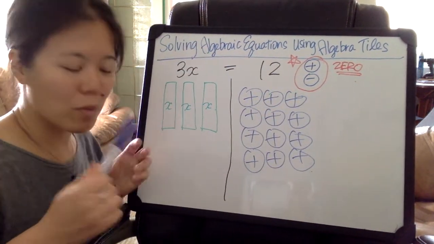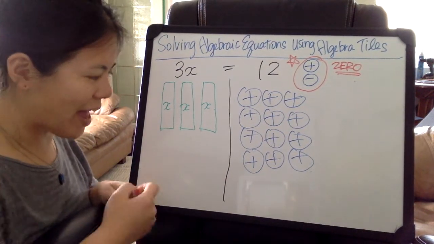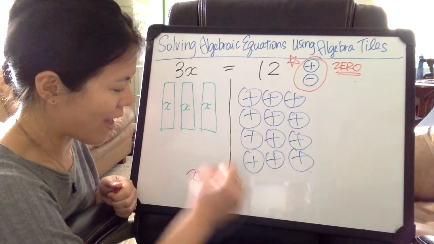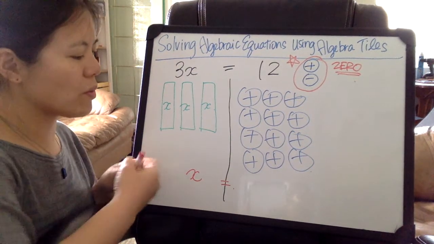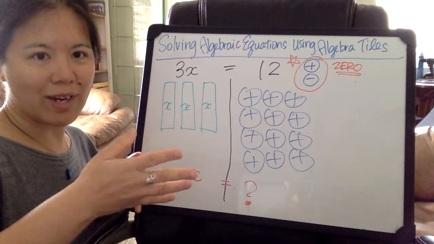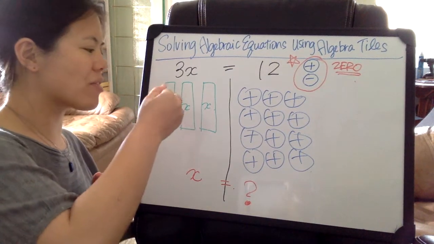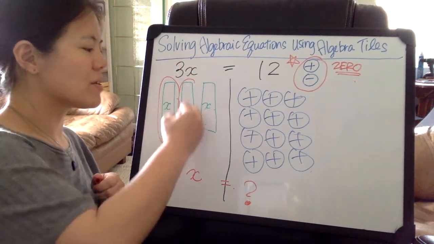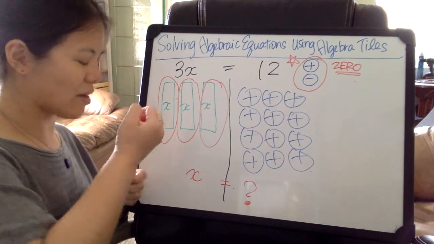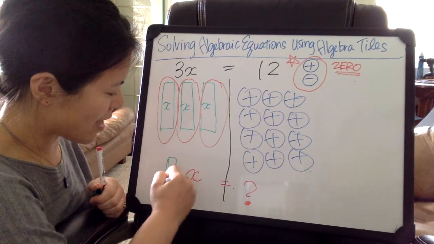So remember the goal is to isolate 1x, because at the end, I want to know what 1x is. So what can I do? If I divide this by 3, so 1, 2, 3, then you can actually separate 1x. So at the end, you will have 1x on one side, right?